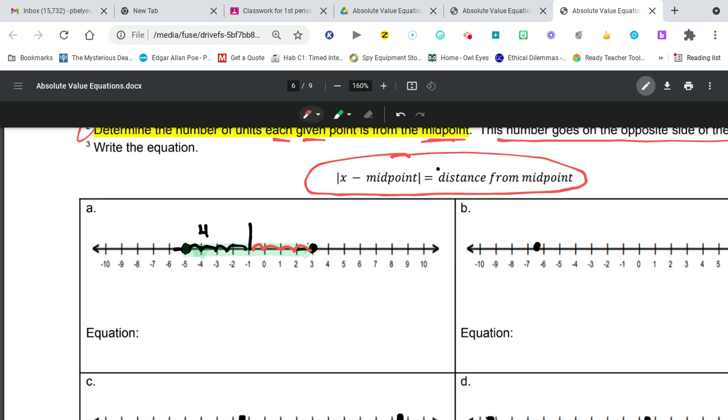Okay. So I'm going to say the distance between some number. Now I actually know those numbers, but again, I'm writing the equation, so use a variable. The distance between some number and the midpoint of -1 is equal to how many units on each side? 4 is equal to 4. That's all you do. Now I could rewrite this as the absolute value of x plus 1 equals 4. That's it.